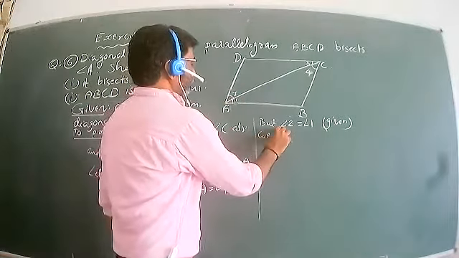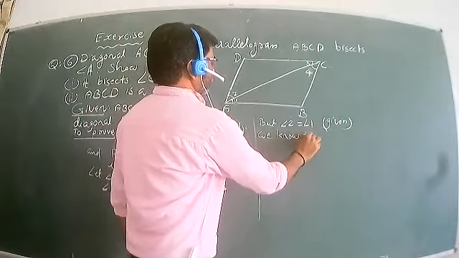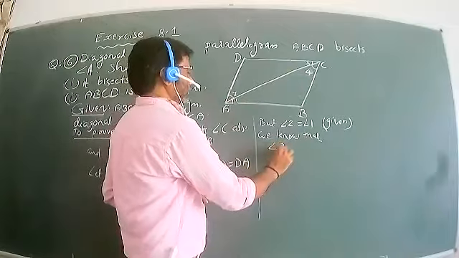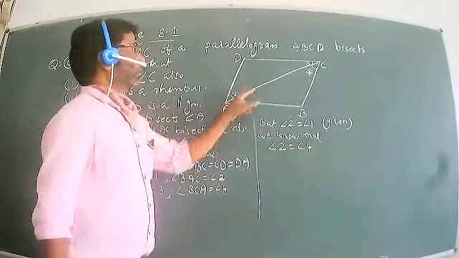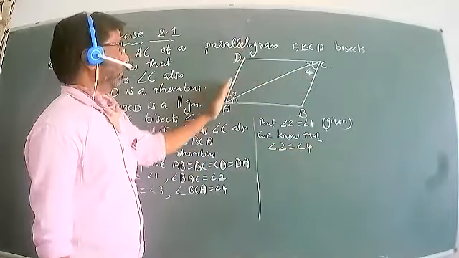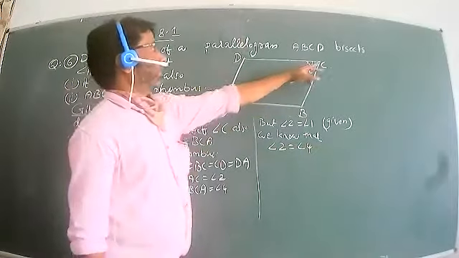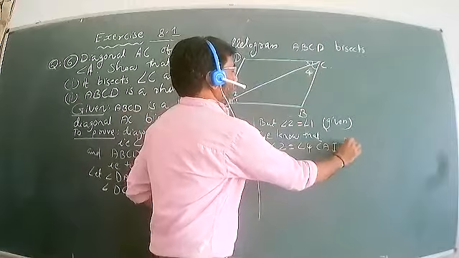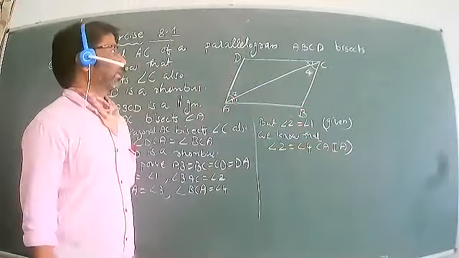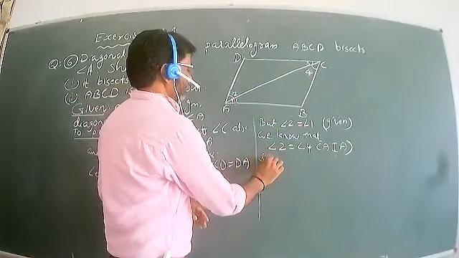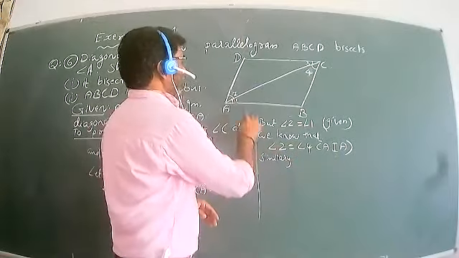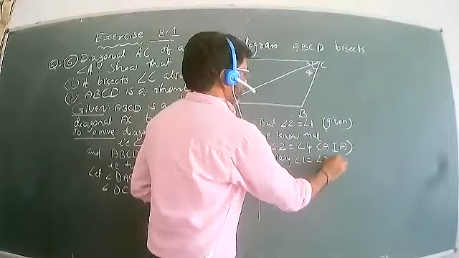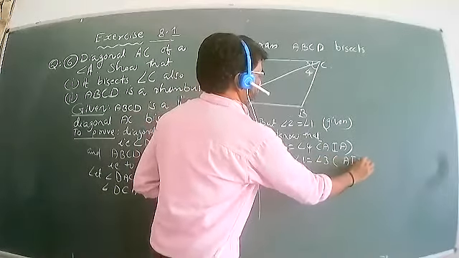We know that angle 2 is equal to angle 4. Can you say what is the reason? Angle 2 and angle 4 are equal. What is the reason? Because it is a parallelogram. Angle 2 and angle 4 are alternate interior angles. AIA, alternate interior angles. Similarly, angle 1 is equal to angle 3. That is also same reason, alternate interior angles.